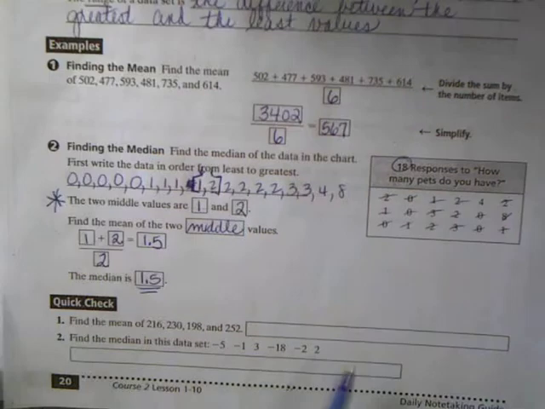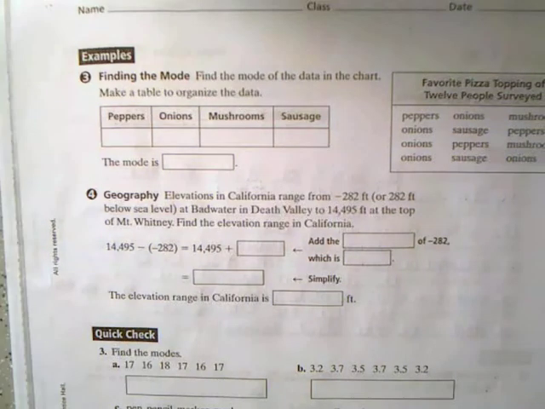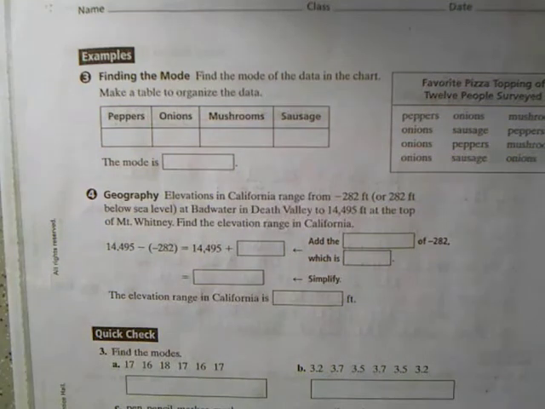Okay, here are your 2 quick check questions. You may pause the video now and do that, or you may come back to it later, whichever you prefer. I'm going on to example number 3, which is finding the mode. Find the mode of the data in the chart. Make a table to organize the data.